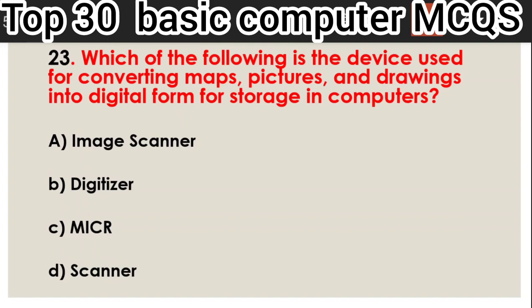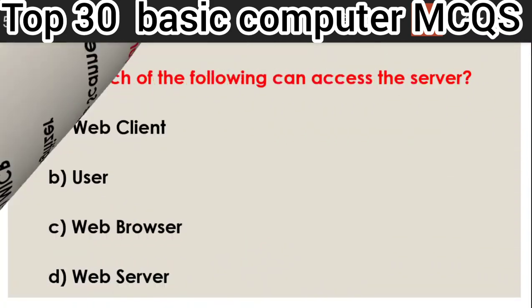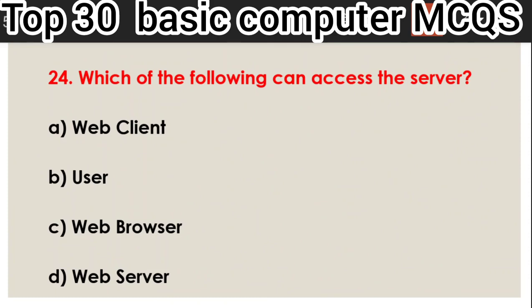Which of the following is the device used for converting maps, pictures, and drawings into digital form for storage in computer? A. Image scanner. B. Digitalizer. C. MICR. D. Scanner. Correct option is B. Digitalizer. Which of the following can access the server? A. Web client. B. User. C. Web browser. D. Web server. Correct option is A. Web client.